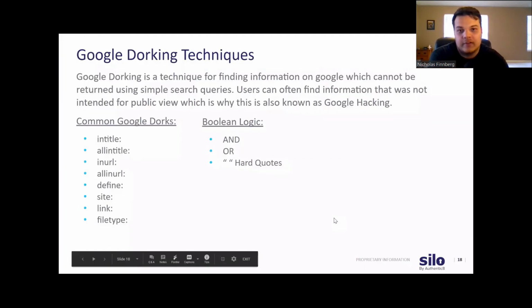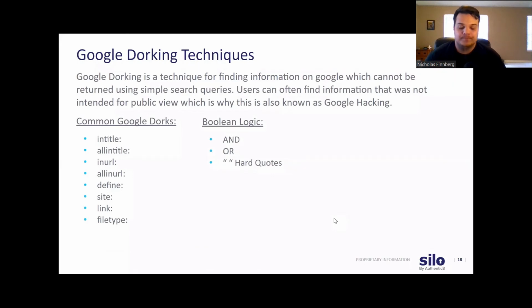And finally, the last thing we're going to talk about is Google Dorking. Google Dorking isn't just for looking at property records, but it does help with it a lot. This is a technique for finding information which won't be found through regular Google searches. It's also known as Google hacking because sometimes it can lead to finding information that was not intended for public view. So these are just some common Google dorks.